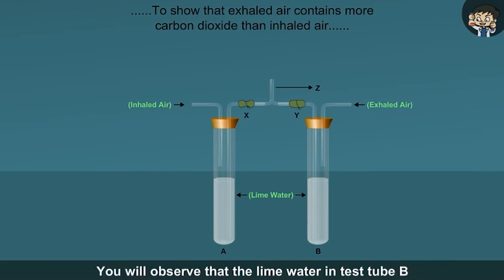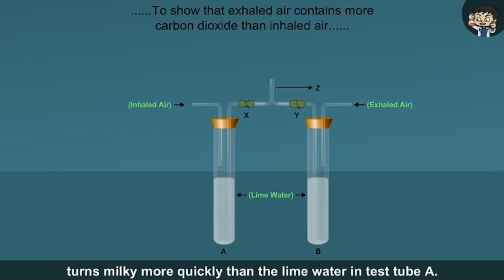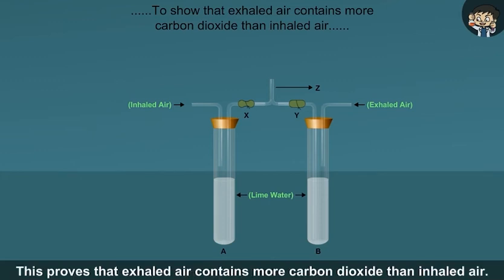You will observe that the lime water in test tube B turns milky more quickly than the lime water in test tube A. This proves that exhaled air contains more carbon dioxide than inhaled air.